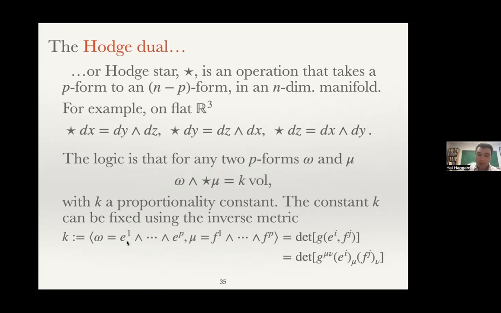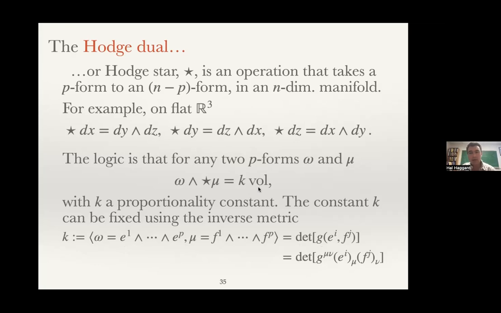At any rate, once you have this expansion of omega in terms of these basis forms, the inner product is defined as, well, just feed the individual one forms to the metric, really the inverse metric, and take the determinant of the resulting matrix. So it's just a generalization of the normal dot product to the factors of your p forms, and then you take the determinant of that, and that gives you the multiple of the volume form that you got.